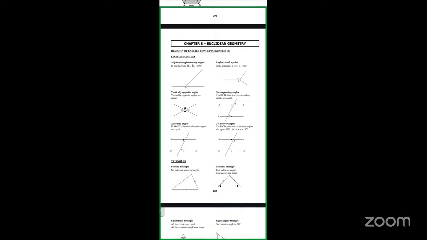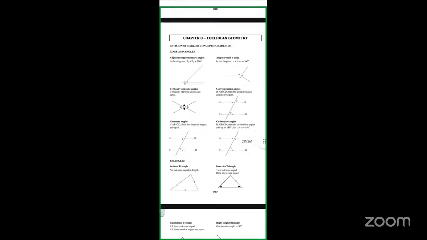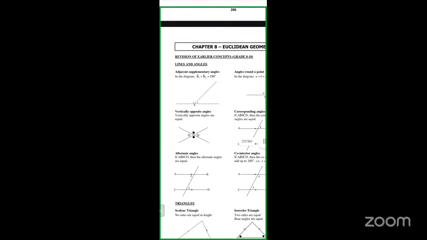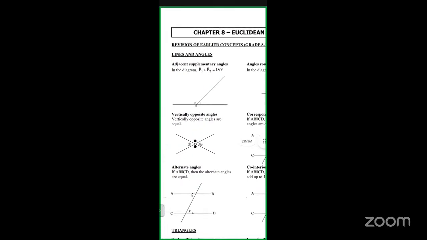So what we are just going to talk about now is very, very, very important in maths. You all need to know it. It's going to help you a lot in grade 11, also in grade 12 next year. So let's first look at this first structure of mine here. This one. They are saying adjacent supplementary angles. They are saying in the diagram, angle B1 and angle B2 is equal to 180 degrees.